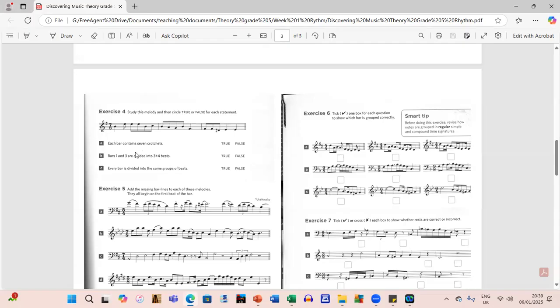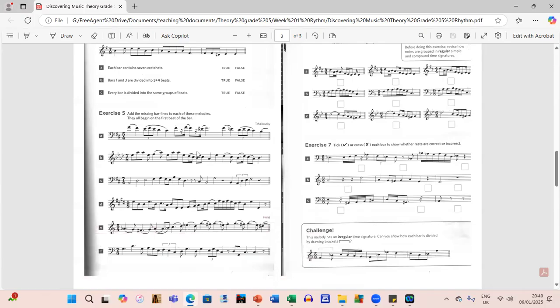Everyone's happy with counting crotchets, so you're counting if the bar contains 7 crotchets. Bars 1 and 3 are divided into 3 and 4, so are the notes beamed in 3 beats and 4 beats, or not? Every bar is divided into the same groups of beats, and you can see whether they are or not. Some are 3, some are 4. I'll let you work out that one.